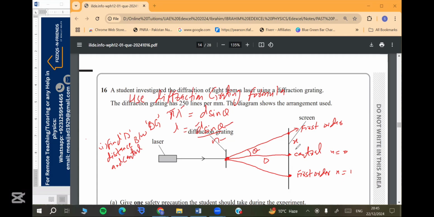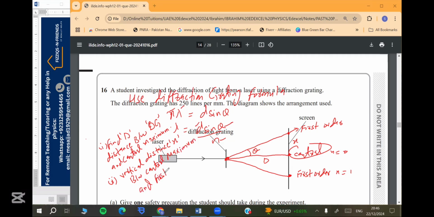Central maximum, the central spot, the brightest spot, okay. The central maximum shows brightest, minimum means the dark, okay. Then you have to find the vertical distance x between the central maximum and the first order maximum, because if central is brightest, the first order will be brightest as well, okay.